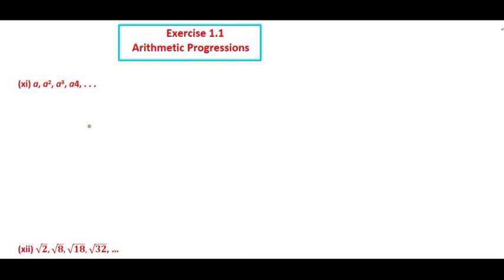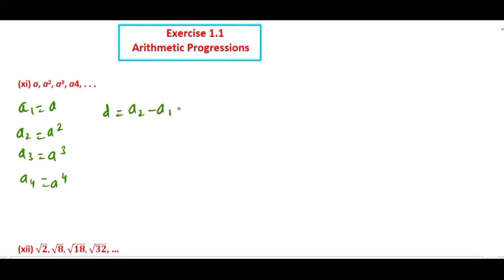So my dear friends, here we'll take the next question. Here, what is given? A1 is given as a, A2 is given as a squared, A3 is given as a cubed, and A4 is given as a raised to 4. So my dear students, how will you find d here? d is equal to A2 minus A1. What is A2 here? a squared, minus what is A1 here?